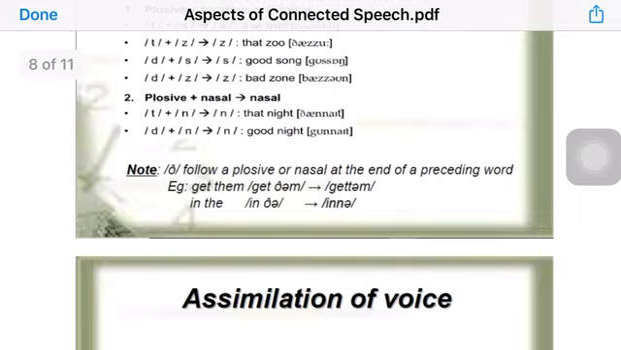Te, which is plosive, and ne, which is nasal, and the resultant sound will be ne. That night becomes "that night": we drop the te and replace it with ne. The same case can be found in the expression good night. Instead of saying "good night," we say "good night." We drop the de sound, and we replace it with ne.